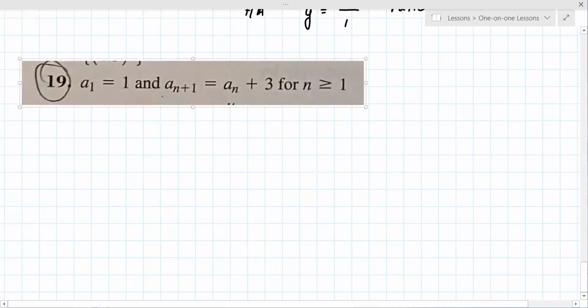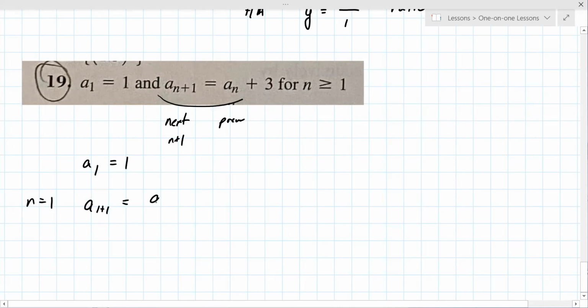All right, so this is a recursive sequence because the next term, which is a sub n plus 1, relies on the previous term, which is a sub n. The first term is 1, and now when n equals 1, a sub 2, because 1 plus 1 is 2, equals a sub 1 plus 3. So this is a2 equals a1 plus 3. a1 is 1. 1 plus 3 is 4.